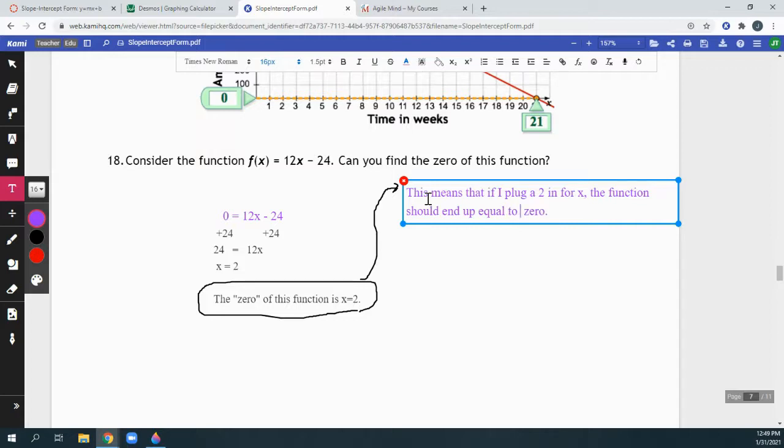Equal to 0. Equaling is not a great word. Okay, so great. Let's try that.